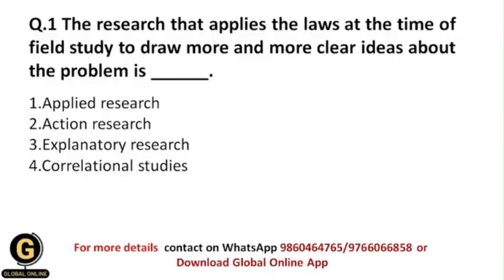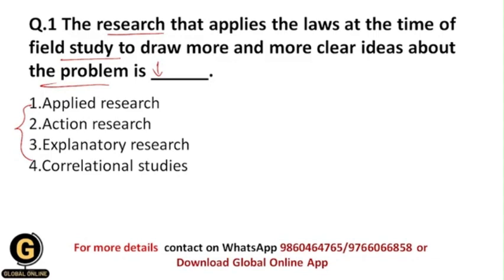Okay. First question is: the research that applies the laws at the time of field study to draw more and more clear ideas about the problem is dash. Among these options, which is the type of research which applies the laws at the time of field study, and because of that we can draw more and more clear ideas about the problem.